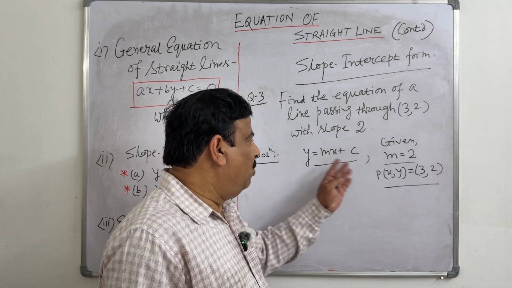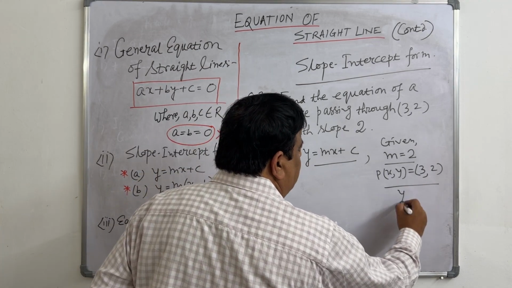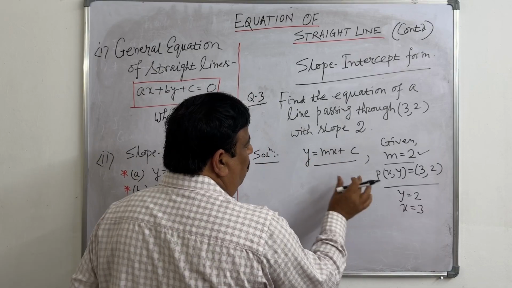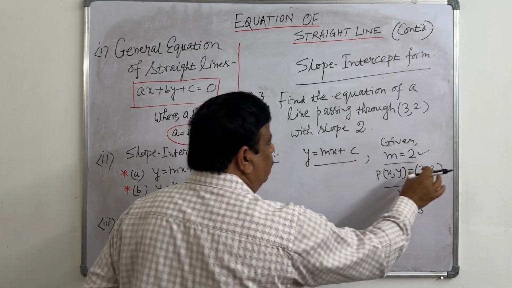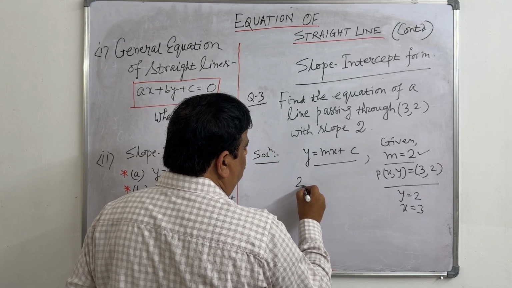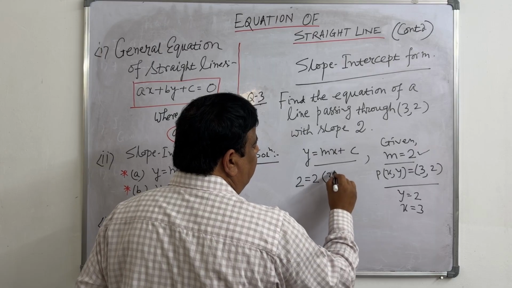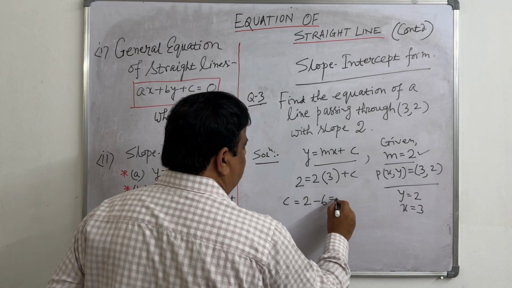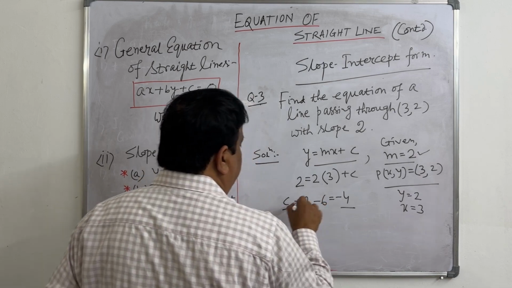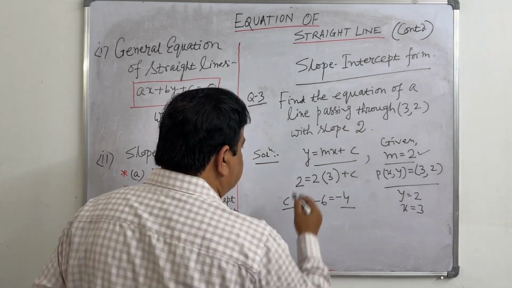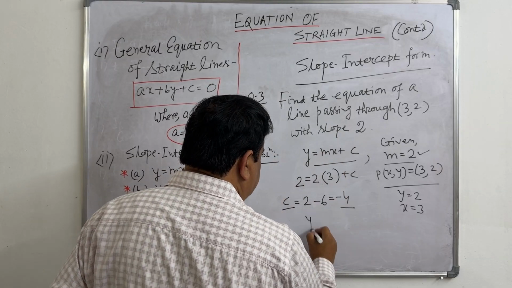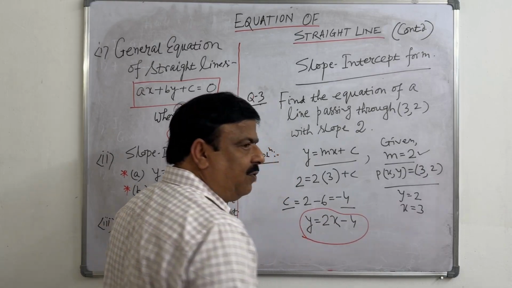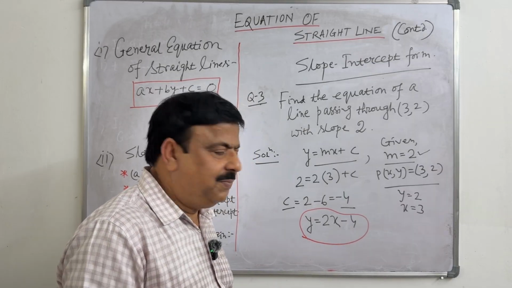Okay, so put the values here. What is y? y is equal to 2. What is x? x is equal to 3 and m is 2. So put the values because this point is lying on this line, so this will satisfy this equation. So y is 2, m is given as 2, x is given as 3, plus c. So c is equal to 2 minus 6, that is equal to minus 4. Right? Now if we put this value, you can get the equation of the line. So what is the equation of the line under consideration? That is y is equal to mx plus c, m is 2, c is minus 4. So this is the required equation of the line. I think the solution is very clear. Let's move to the next problem.